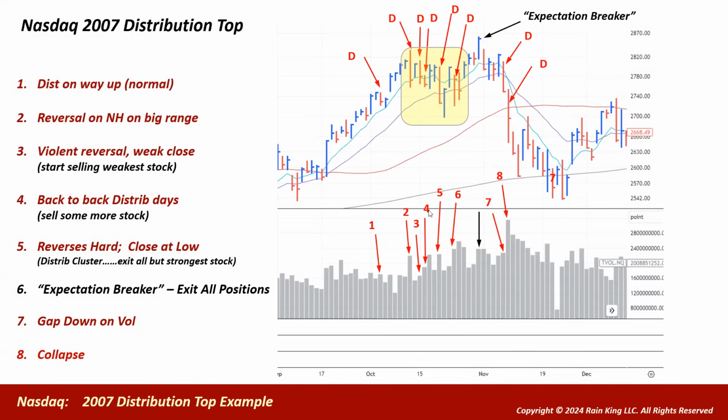We get another distribution the very next day. You can see right here, distribution day number 4. So now we have back-to-back distribution. We probably should be selling some more stock. Then we get a pretty soft rally in here. And then we get hit with a very bad day. We get a big reversal on distribution day number 5, and we close at the absolute lows, breaking the 20 EMA. So this actually creates a distribution cluster, which is usually 4 distribution days within an 8-day period.